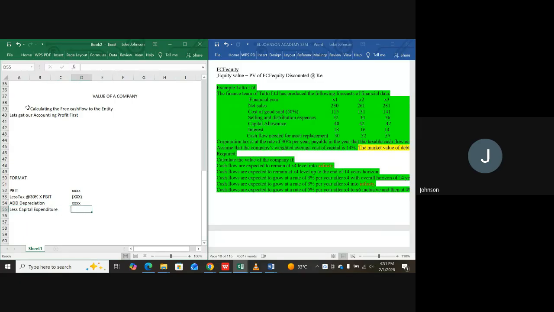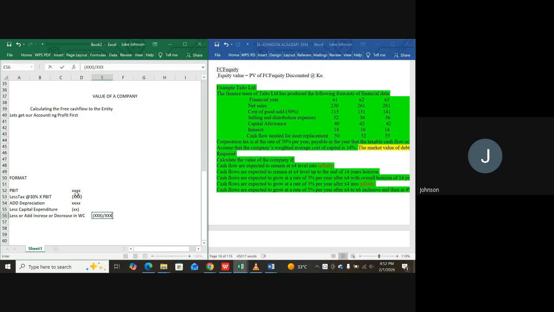You need to deduct it so that you do not spend that money recklessly. You need to have that money set aside. Number two, you also need to less or add an increase or decrease in working capital. If it's an increase, you less. If it's a decrease, you add. Okay, so that's how it's going to be.